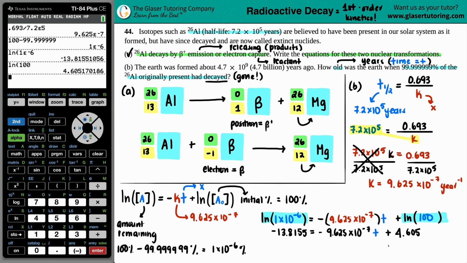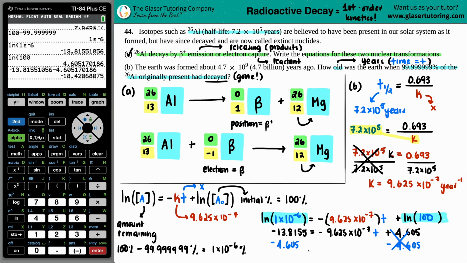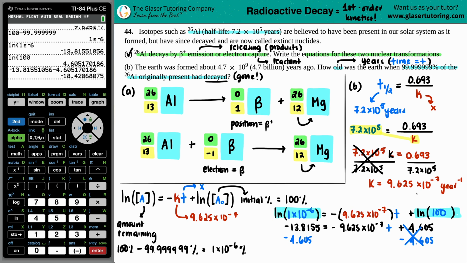We want to solve for t, so let's get rid of that 4.605 by subtracting 4.605 from both sides. That goes bye-bye. I'm going to take the full numbers here, so this minus this value, I get negative 18.42 equals negative 9.625 times 10 to the negative 7th, times t.